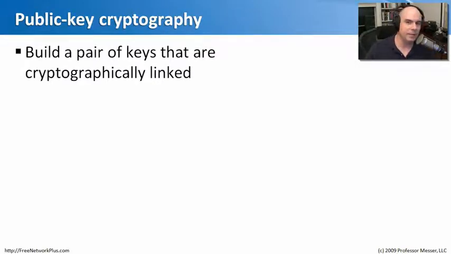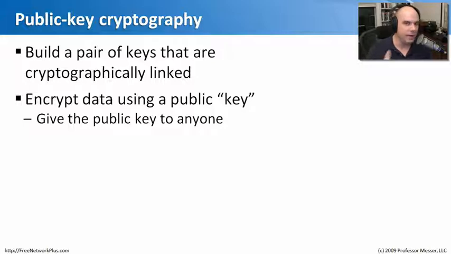The idea is that I can build a pair of keys that are cryptographically linked. We build them together, and then we can break them apart, and I have a public key and I have a private key. The public key is the one that I can give to the public. I can give it to anybody and say, if you're going to send me something, encrypt it with this public key that I've built, and I will be able to read it. And I can give that public key to anybody. And as long as they use a standardized method with that key and send it to me, we're still safe.